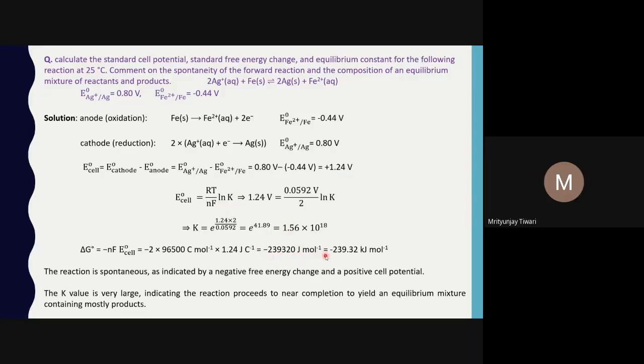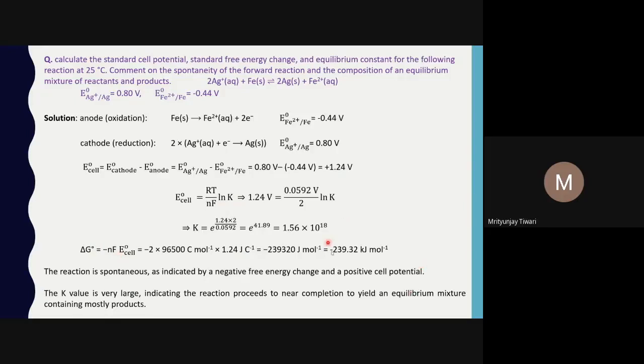is minus 239,320 joule per mole, and we can convert this joule per mole to kilojoule per mole. To do that, we divide this number by 1000, so it comes to minus 239.32, because we have to put the decimal point here. So minus 239.32 kilojoule per mole. This is the value of delta G.